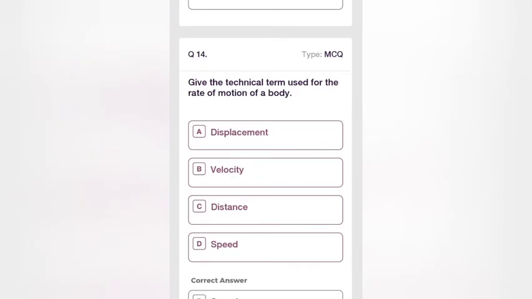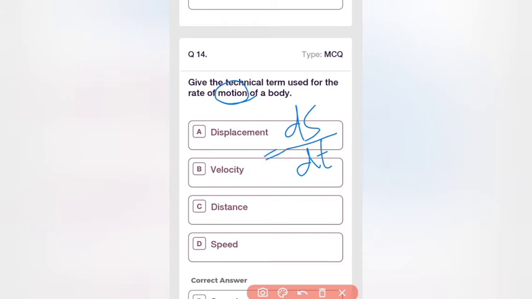Give the technical term used for the rate of motion of a body. I told you, rate of motion of a body. So when a body is said to be in motion, then it will cover certain distance. So rate of motion of a body, what do we call that? We call it speed. Option D is the correct answer.